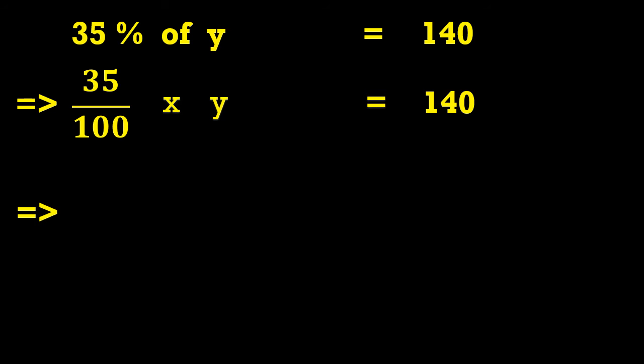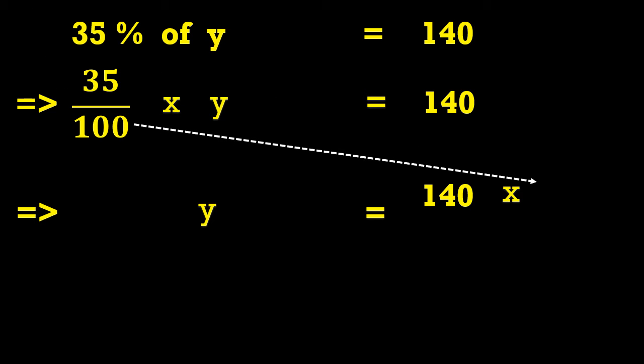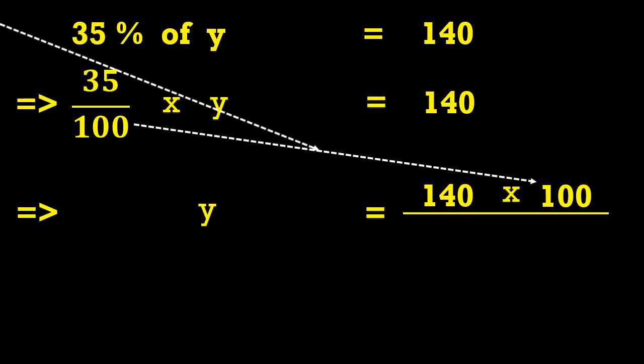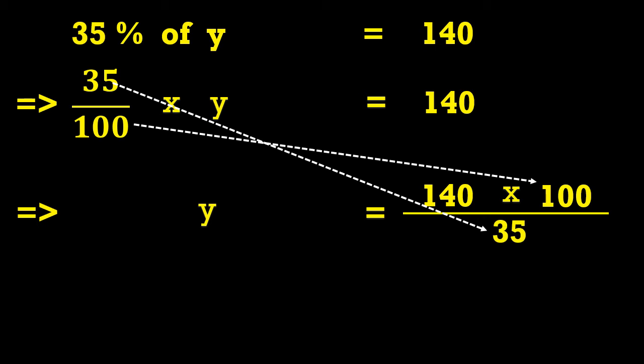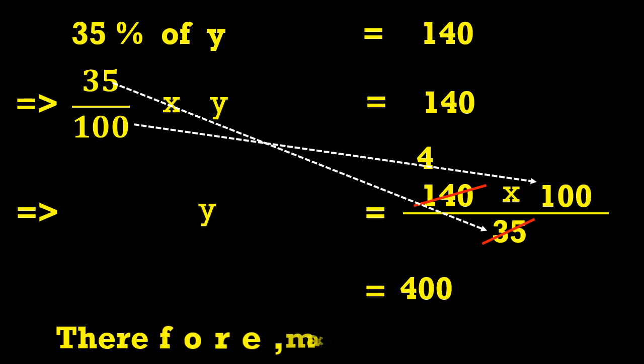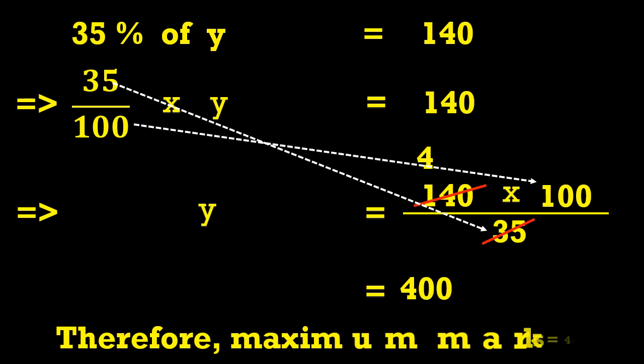35% is 35 by 100 into y. So like the previous sum, y is equal to 140 into 100 will go up, 35 will go down, and we can cancel 35 and 140. It will give us 4, because 4 fives are 20, 4 threes are 12 plus 2 is 14. So 140, so the value is 400. Therefore the maximum mark is 400.